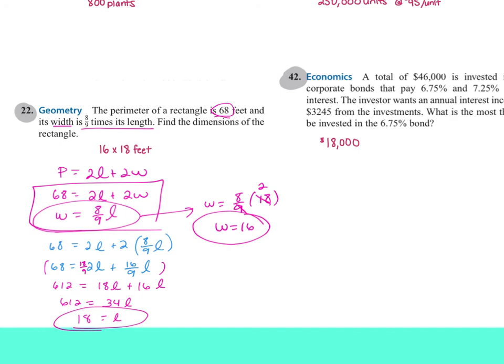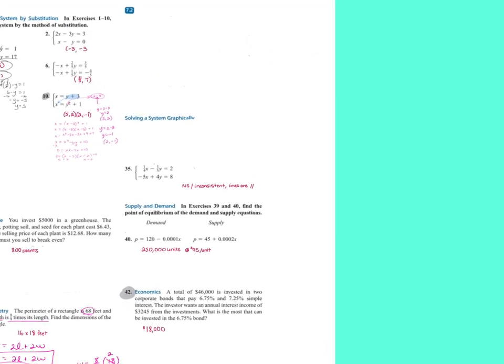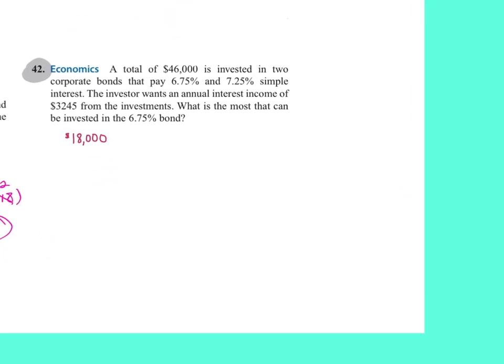Good? Yeah, okay. The right side, 42. A total of $36,000 is invested into 2 corporate bonds that pay 6.75 and 7.25% simple interest. The investor wants an annual interest income of $32,045 from the investments. What's the most that can be invested in the 6.75?